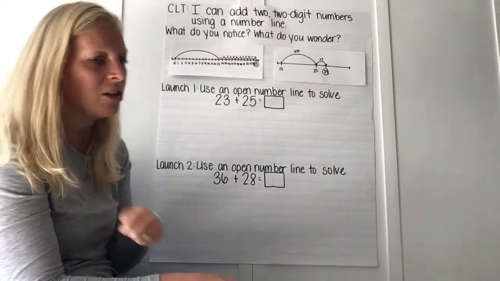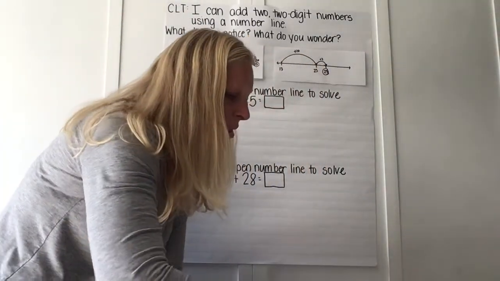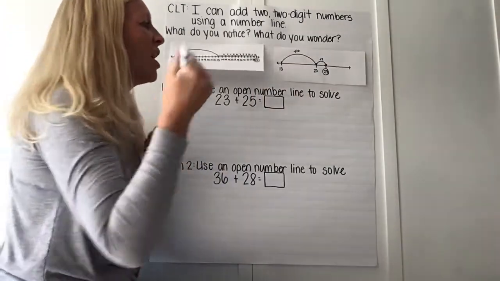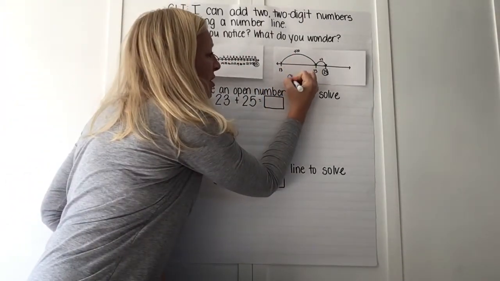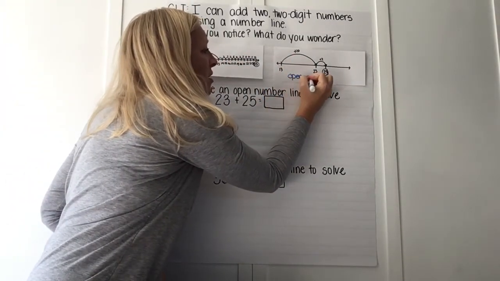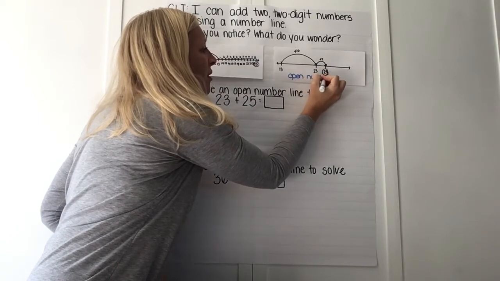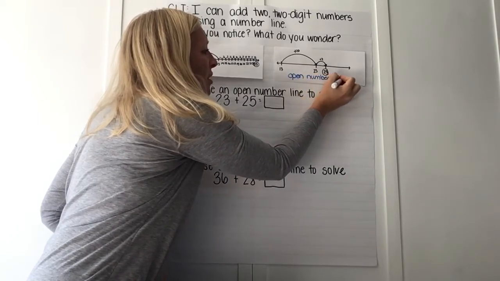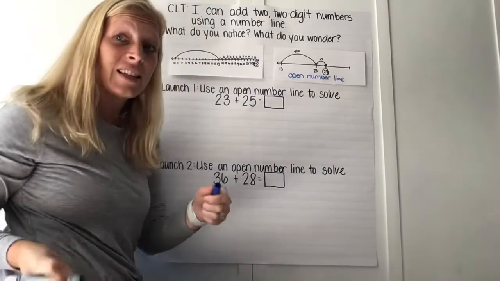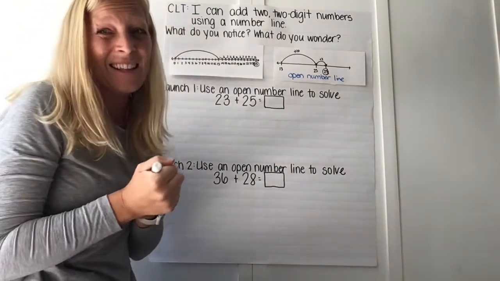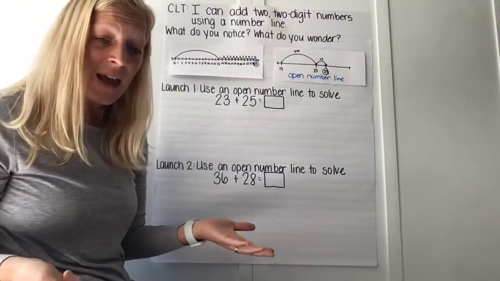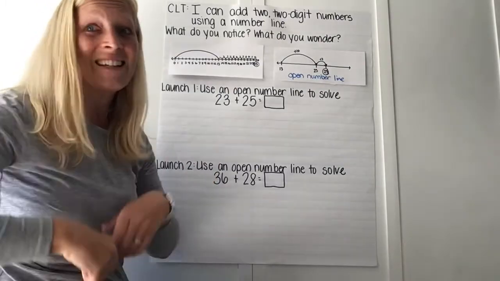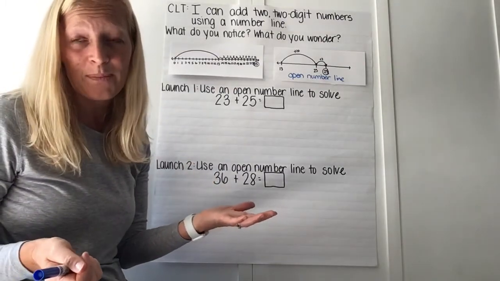Can I talk to you a little bit more about these? This over here is called an open number line. Can you all say that with me? Open number line. An open number line is very similar to a number line, but it is a little different in the way that an open number line doesn't include all the numbers, okay?